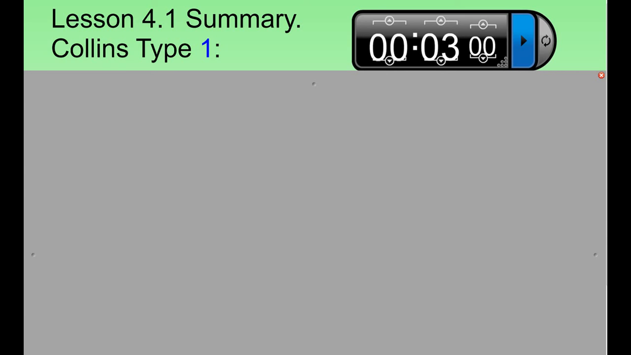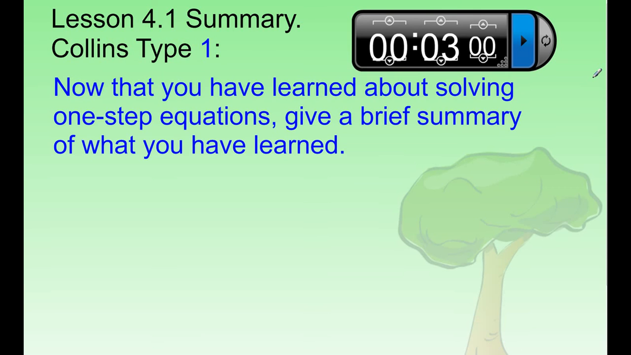All right, so for our summary, type 1, got 3 minutes on the clock, which is a bit longer than normal. It says here, now that you've learned about solving these one-step equations, give a brief summary about what you learned. Or maybe if you already know it and you didn't learn anything new, give a brief summary about what the lesson is about, maybe give a brief summary about some of the tips that you would explain to somebody else on how to solve these problems, little things like that. So go ahead, take 3 minutes, pause the video.